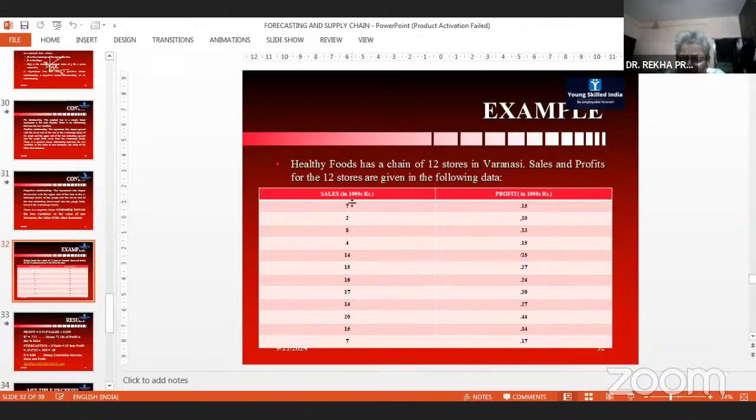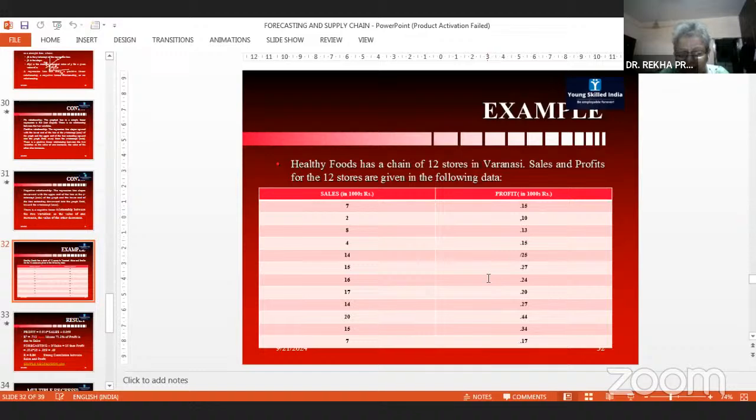Sale is 7, the profit is 15.15. It is in 10,000, 1,000, so multiply this by 1,000. Okay. Yes, 7 to 0.15. 2 to it is 0.16. 8 it is, and so on and so forth.